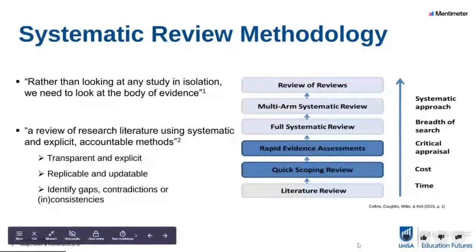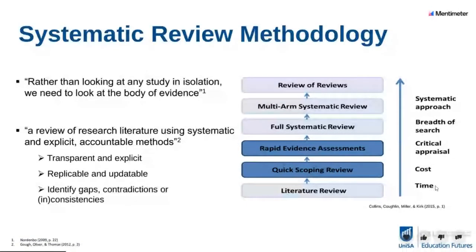In terms of where systematic reviews sit in terms of scope and time, this is a really nice graphic that I like here. We've got literature reviews sitting at the bottom. Now, as you increase in things like the length of time it takes to do something, the cost, whether you're undertaking a critical appraisal, a quality appraisal of the studies in your review, how broadly you're searching, and how systematic you're being in your approach, you're looking up this ladder of reviews. So going from a literature review to a scoping review, rapid reviews, right up to the full systematic review, and then to that meta review level, the review of reviews.